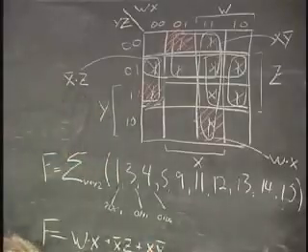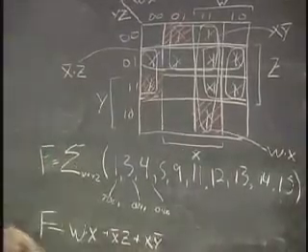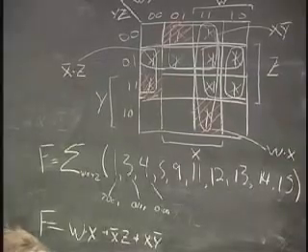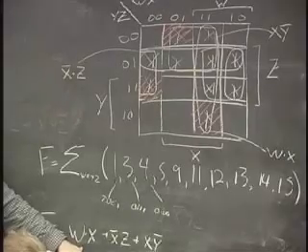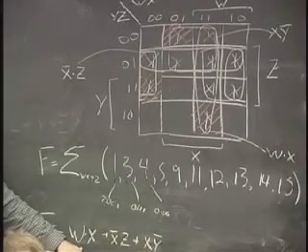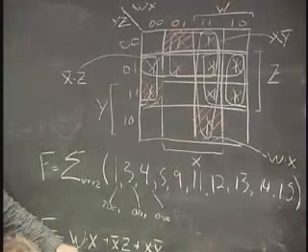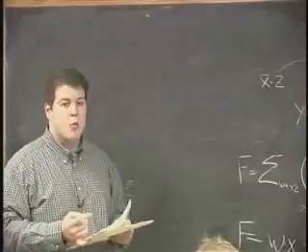Okay? So we've gone from a situation where we had 10 4-input AND gates and one 10-input OR gate to a situation where we have 3 2-input AND gates and one 3-input OR gate. So that's quite a simplification, right? Okay, so let's do one more.